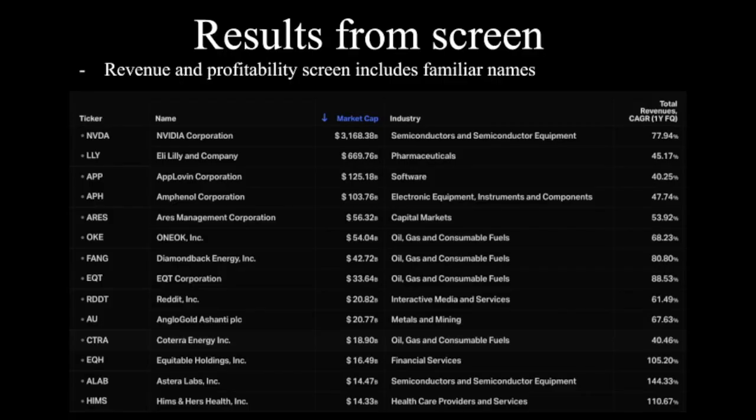And the list is a lot longer than this, maybe 60 names or so, but I just wanted to show the top names here. And one thing to keep in mind is that companies like Astera Labs and Hims didn't used to come through the revenue and profitability screen because earlier in their company journey, they weren't profitable yet, but they did show up in the greater than 40% revenue growth screen. So that's why I use the two screens together.